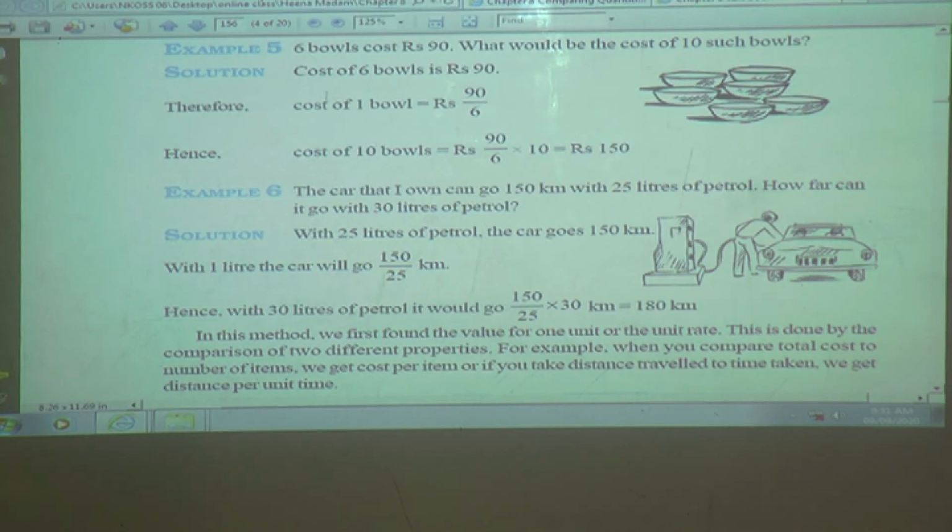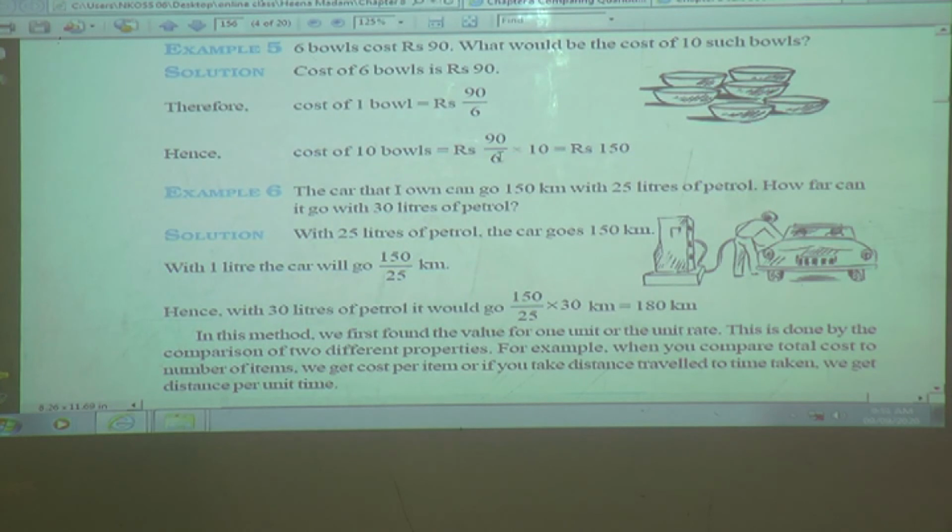So the cost of 6 bowls is given in the statement itself as rupees 90. Therefore the cost of 1 bowl is equal to 90 upon 6. This we are finding for 1 bowl, but we want how many bowls? We want 10 bowls. So what we have to do? We have to multiply it by 10. So the cost of 10 bowls is equal to 90 upon 6 multiplied by 10, which is equal to rupees 150.